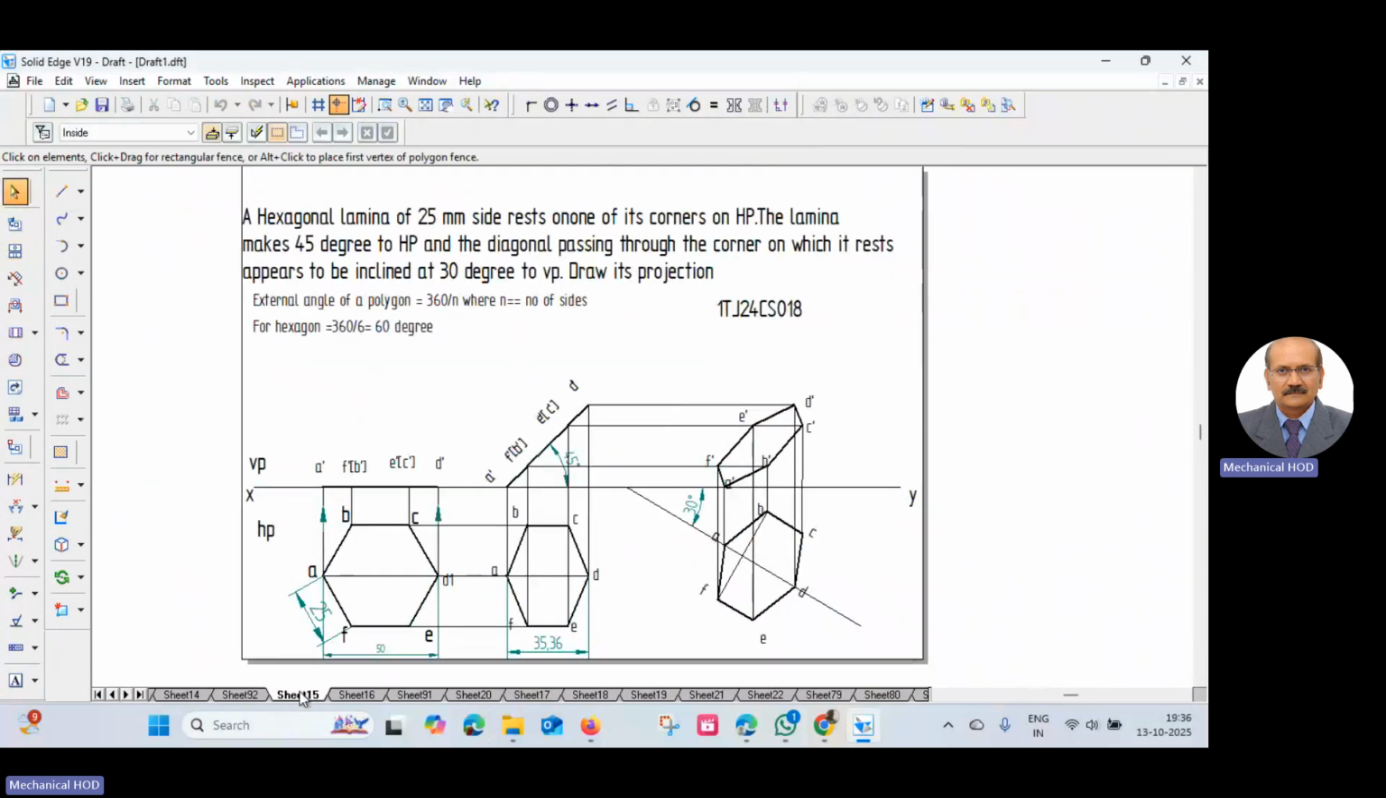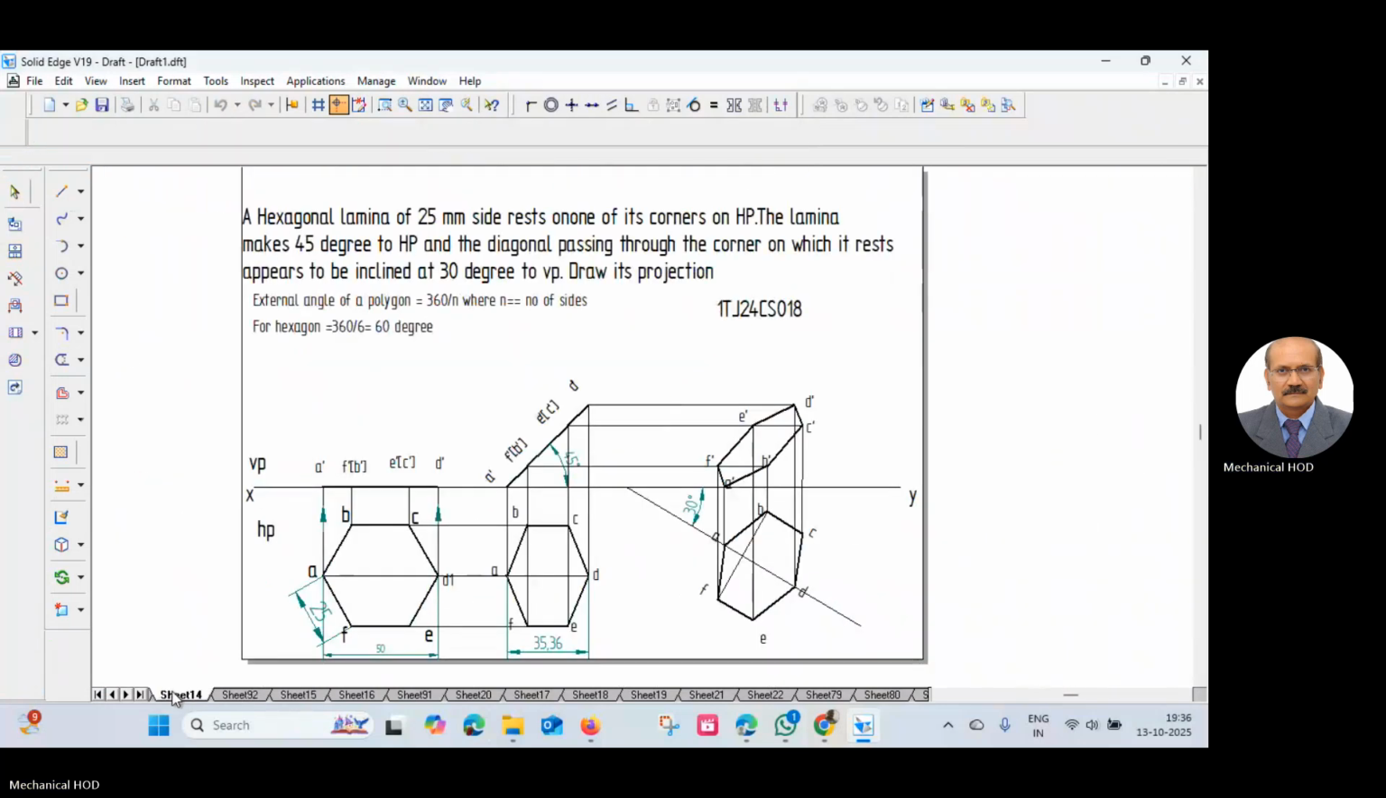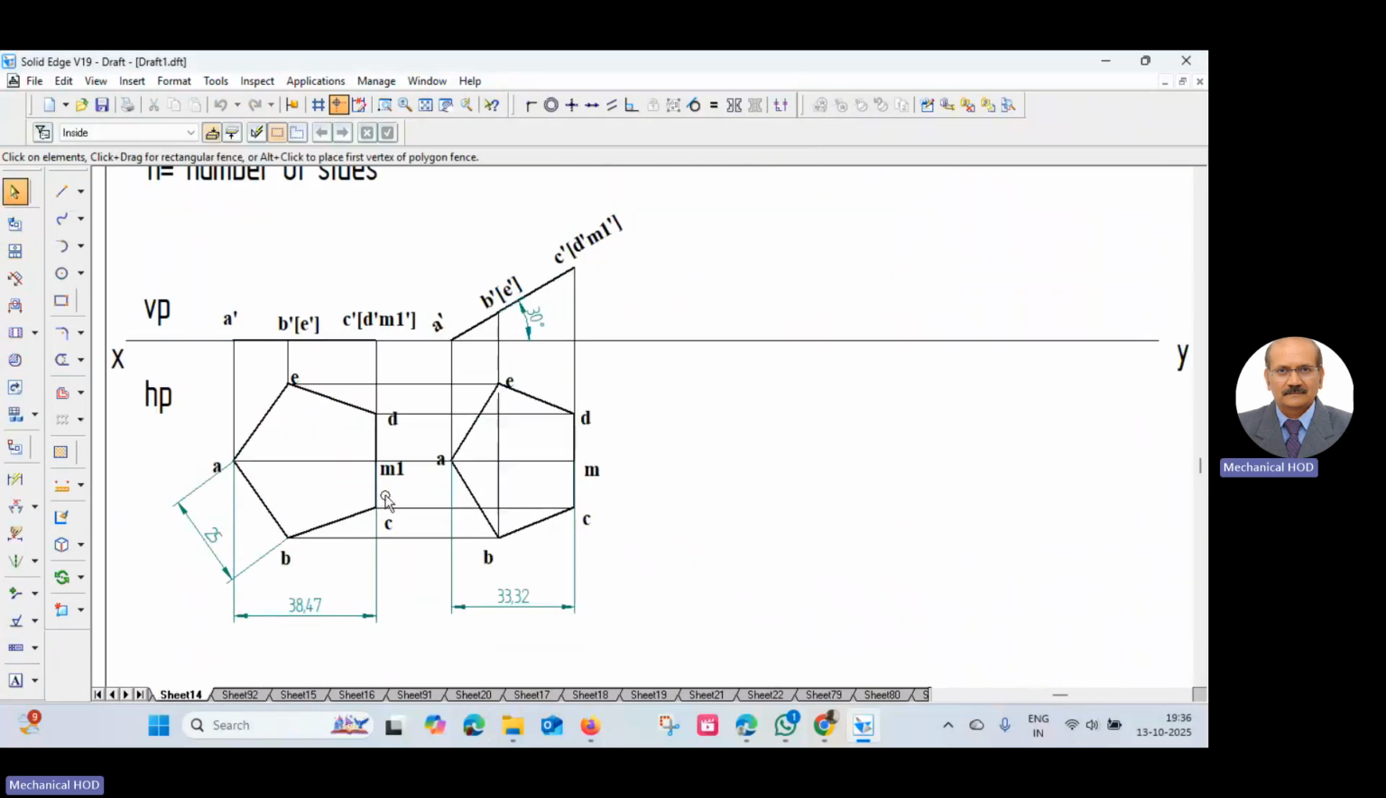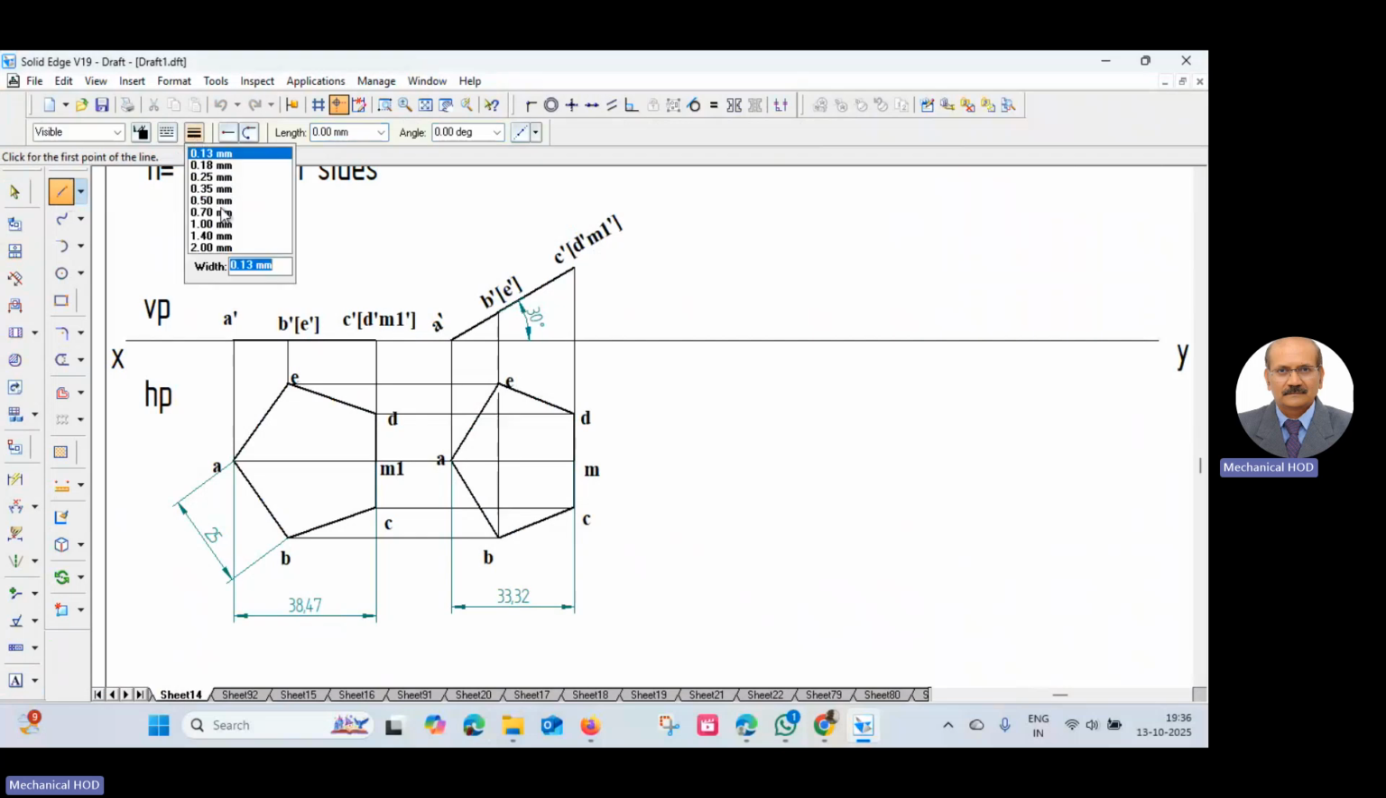But this is not the case here. Here in this question the reference edge AM1 is 38.47 in the first figure and AM is 33.32. Almost 5 mm it is reduced in the second set of figure. In such cases, which length do you have to take, the bigger length or the smaller length? This is the question that arises to us. Let us first draw the 45 degree line.